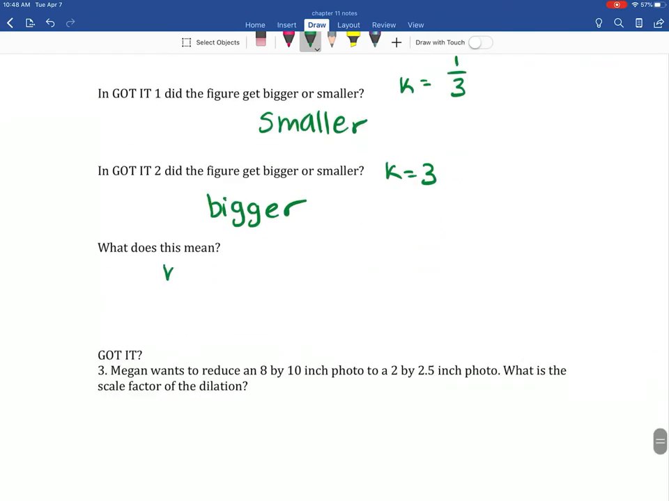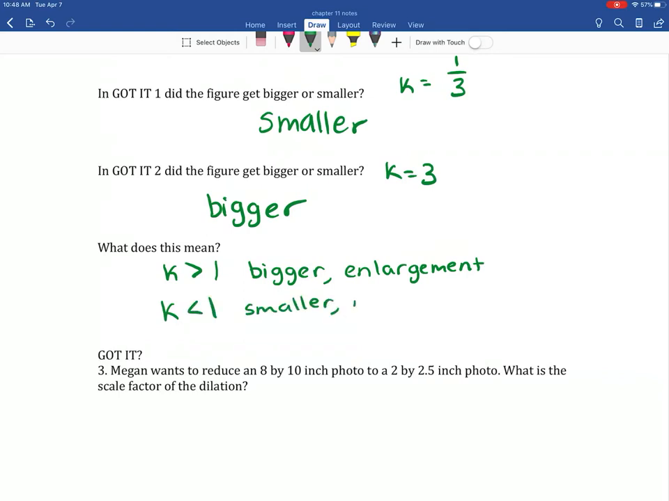So what does this mean? Well, if your k is bigger than 1, looks like your figure is going to get bigger. It would be an enlargement. If your k is smaller than 1, it gets smaller. It's a reduction. If your k equals 1, well, multiplying something by 1 doesn't change it, so it would have no change.